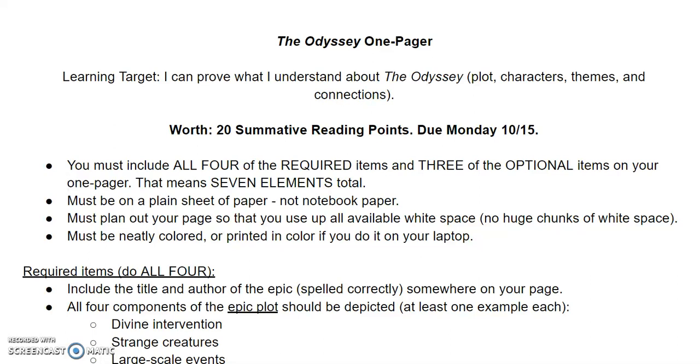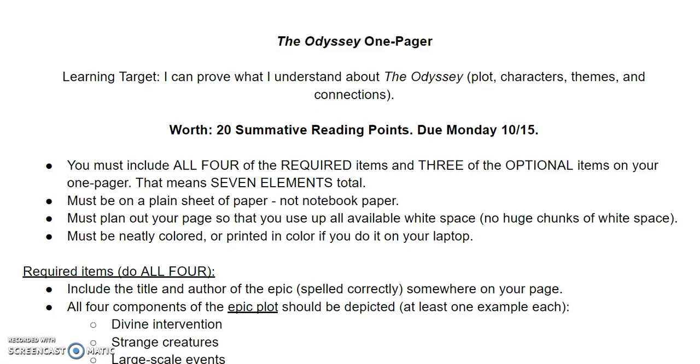Hello. You should have a link to the Odyssey one-pager assignment, and I am going to walk you through this just so you completely understand the requirements. It's worth 20 summative reading points. This is part of you proving to me you understand the book and the elements in the book. So it's worth kind of a lot.